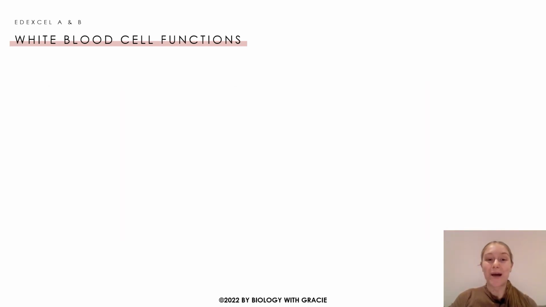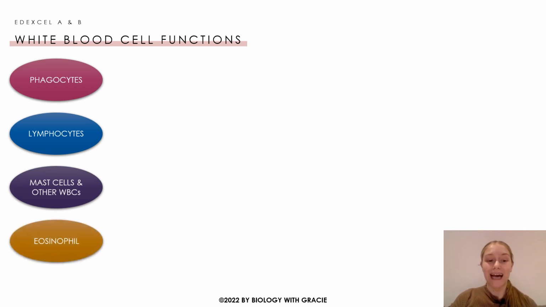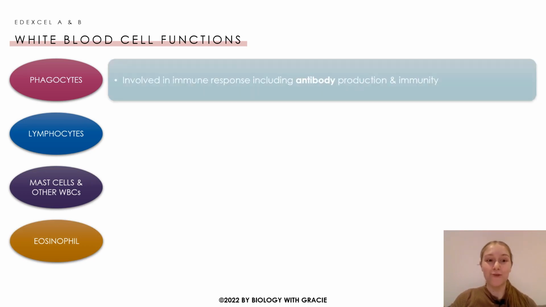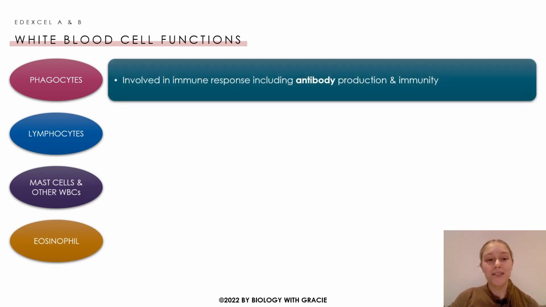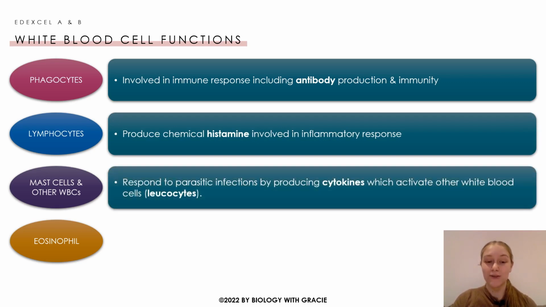We're going to talk about white blood cell functions. So we've got phagocytes and lymphocytes again, and then we've this time got mast cells and other white blood cells, and we've got eosinophils. So I'm going to read out some statements now, see if you can match them up to the correct group. So we've got the first statement: which white blood cells are involved in the immune response, including antibody production and immunity. Then we've got: produce the chemical histamine, involved in the inflammatory response.